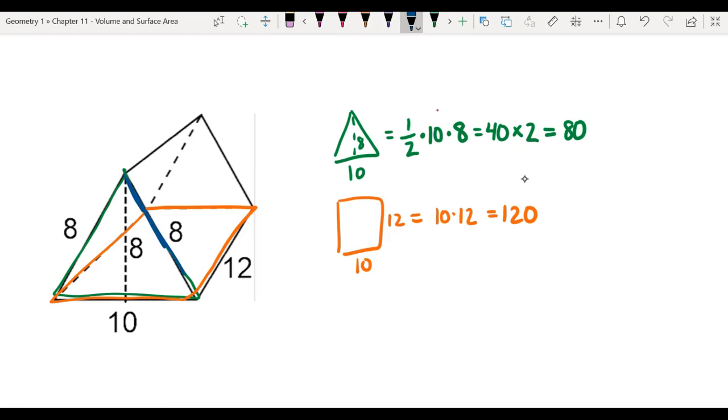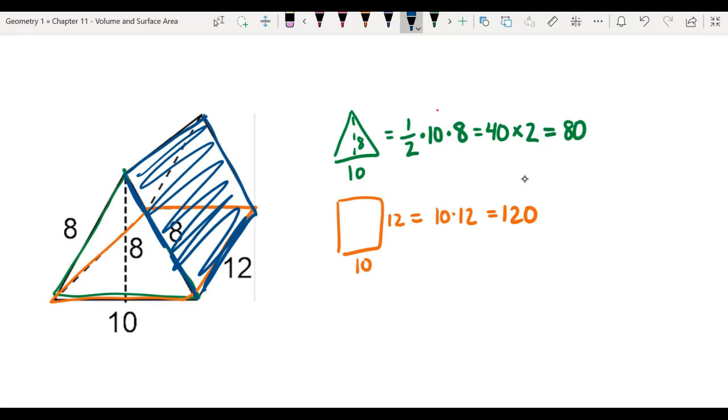Next, let's move on to the top part on the right-hand side. Okay, so the base of that rectangle is 12. What's the height of that rectangle? It says it's what? It says it's 8, right? 8 times 12 then would be the area of that one, which is 96.